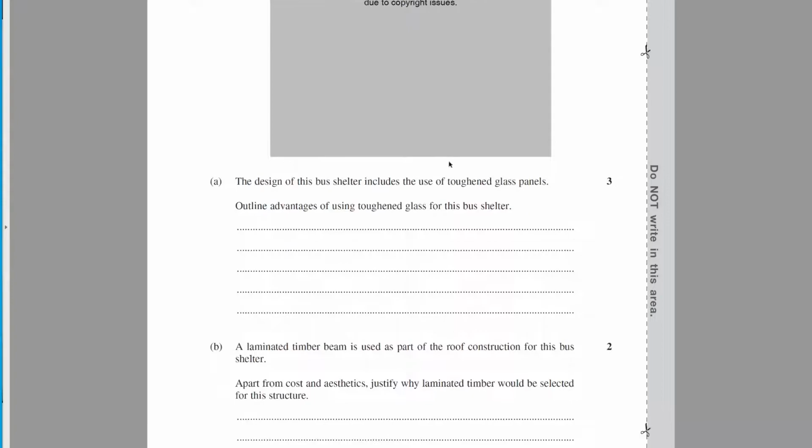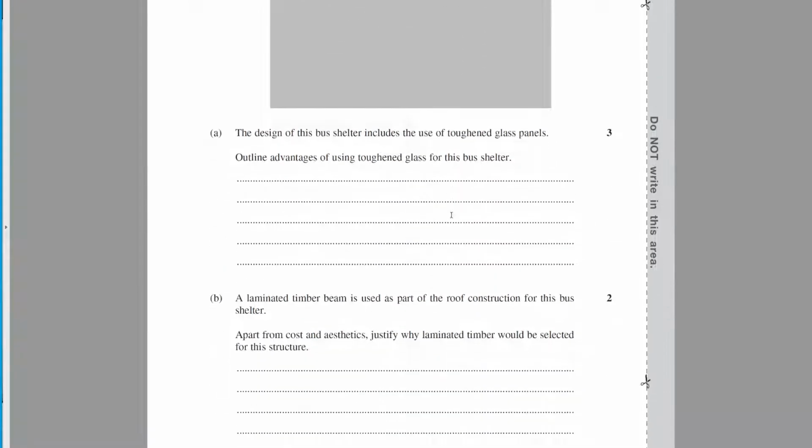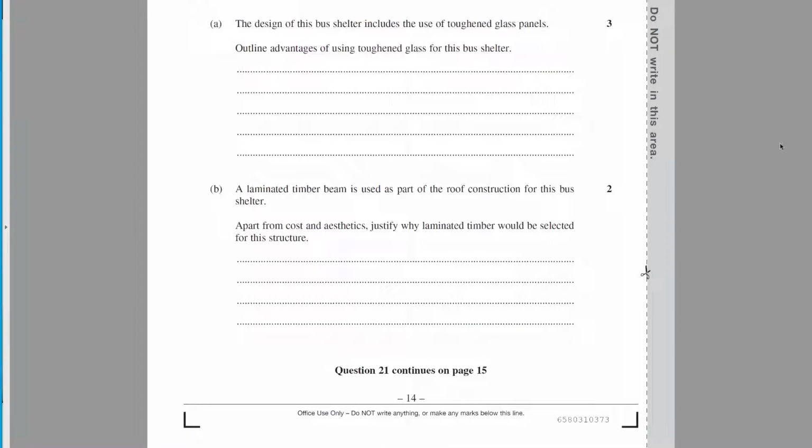Okay, unfortunately I don't have the picture, but I don't think it matters here. All we need to know is that there's toughened glass. Outline the advantages of using toughened glass for a bus shelter. I would say that toughened glass is going to be more resistant to impact than plate glass, and if it does shatter, it's going to shatter into safe particles. I think that's pretty reasonable.